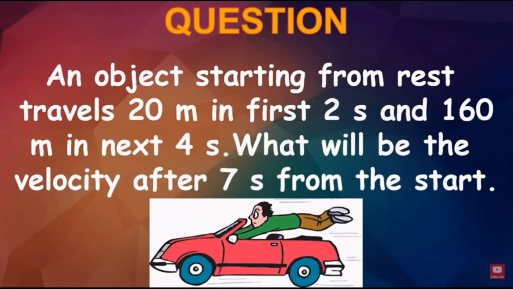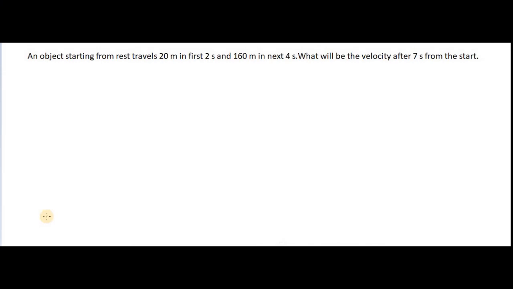So here comes the question. Let's read it once again. An object starting from rest travels 20 meters in the first 2 seconds and 160 meters in the next 4 seconds. What will be the velocity after 7 seconds from the start? So this was our question, right? Let's solve it now. We have completed the first part of the question, so now let's move to the second part.